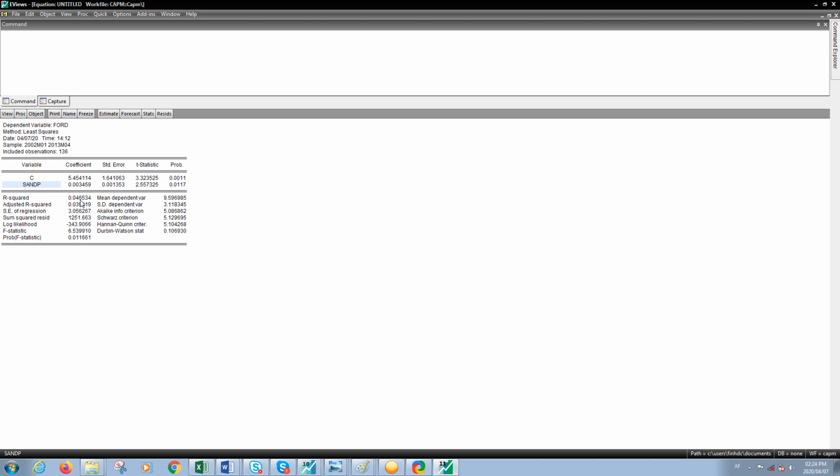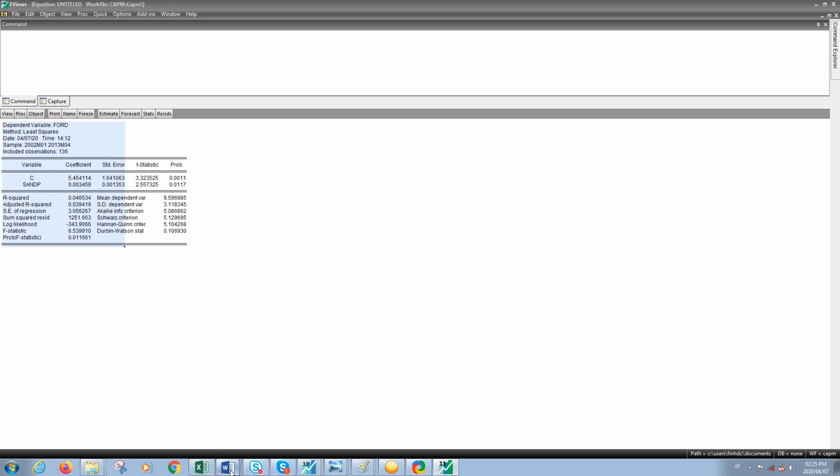So 4.6534% of the volatility in our Ford share price can be explained by the volatility in the S&P. Hope that makes sense. Very important. There's one of these questions in the assignment, so you need to understand this and how to interpret this.